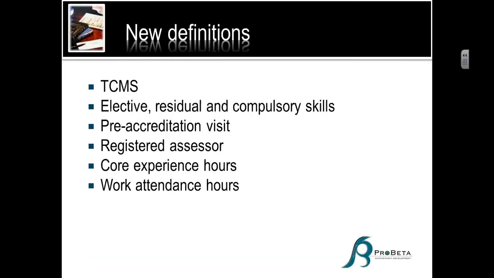Let's begin. The new definitions that they've added in is the training contract management system, just to explain to you what it is and how it works. The definitions for elective, residual, and compulsory skills, which I would hope all of you know, that relates to the new CA training program. It used to be called the CA 2010 training program, effective 2010, but now it's just referred to as the CA training program.